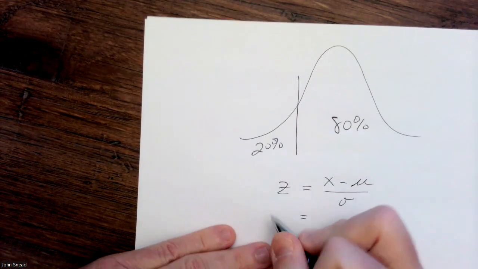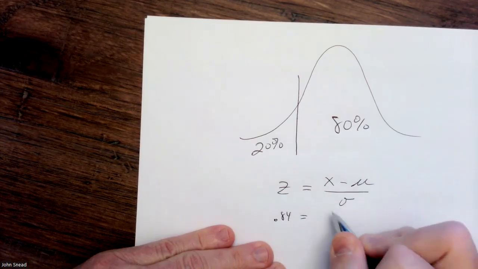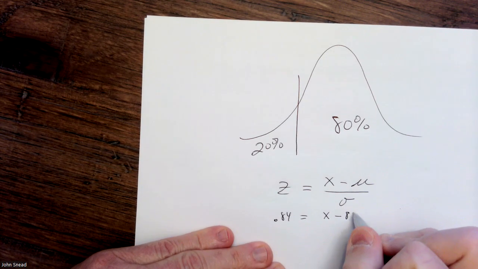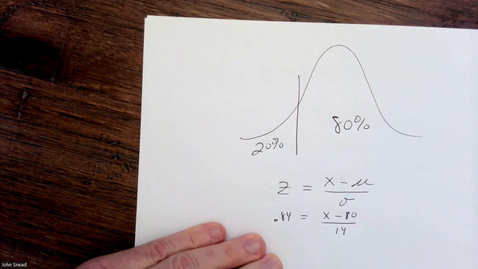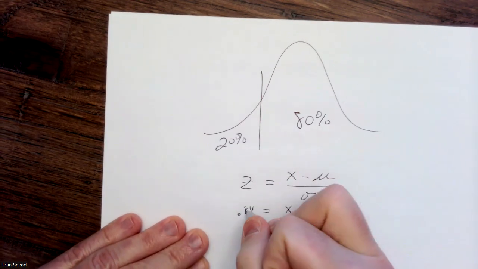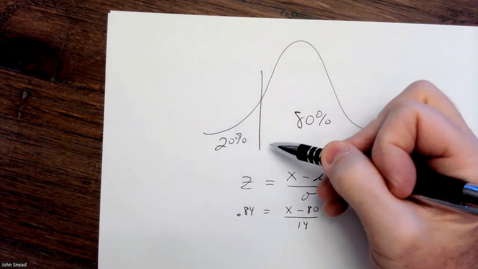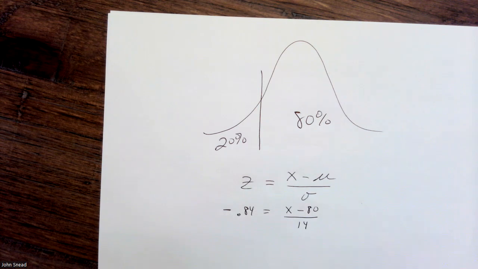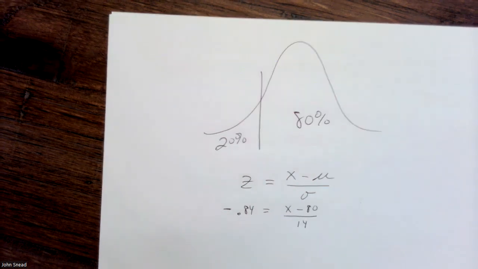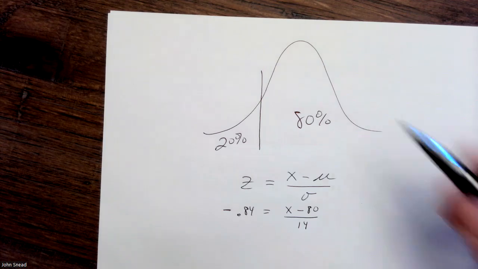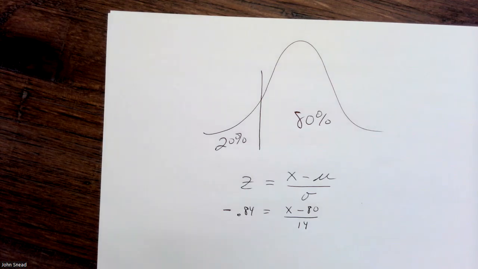So the z value is going to be 0.84 equals x minus the mean, and we said that the mean here was 80 with a standard deviation of 14. There's one thing that's wrong here. Because this value is below the mean, this is going to be a negative z-value. Remember from your basic stats class that all z-values above the mean are positive and all z-values below the mean are negative. So this would have to be a negative value here.